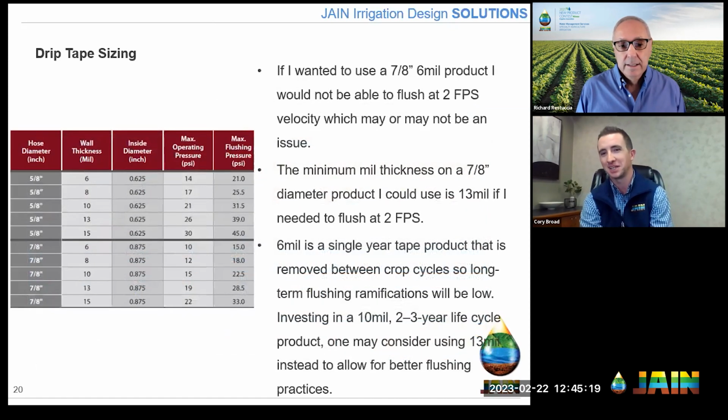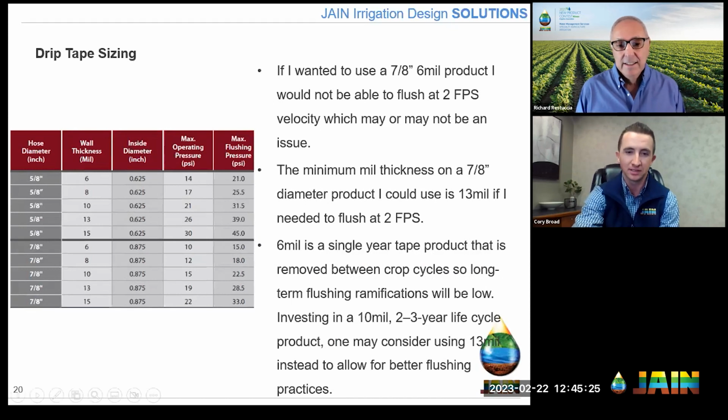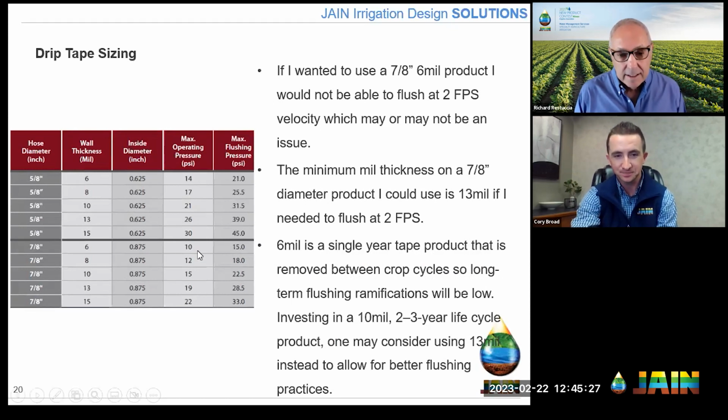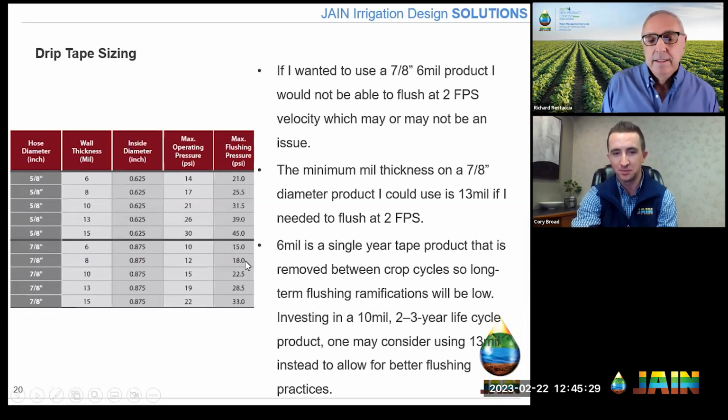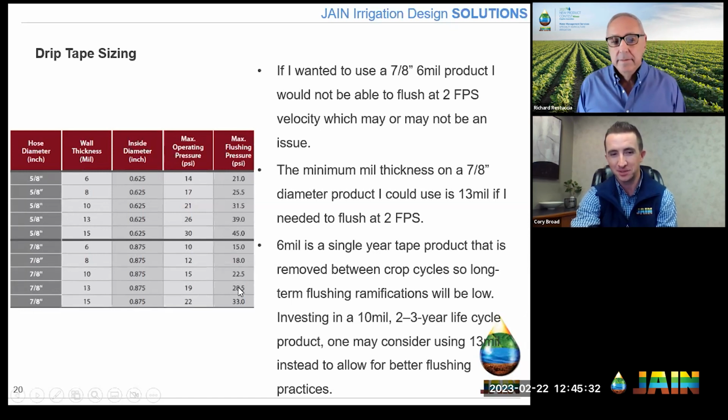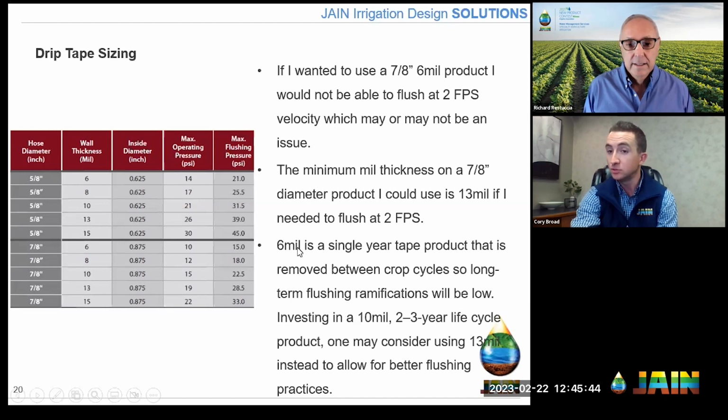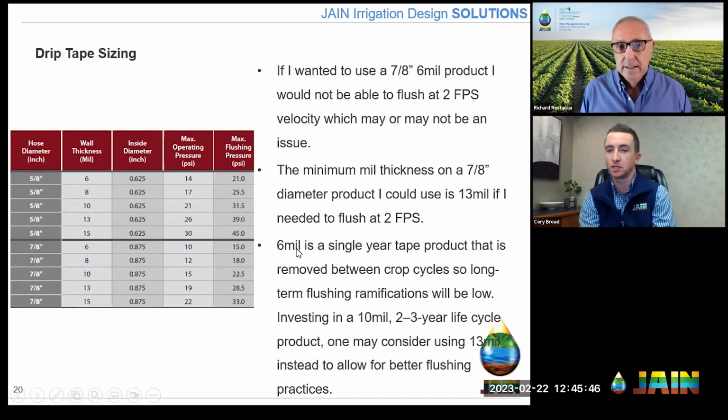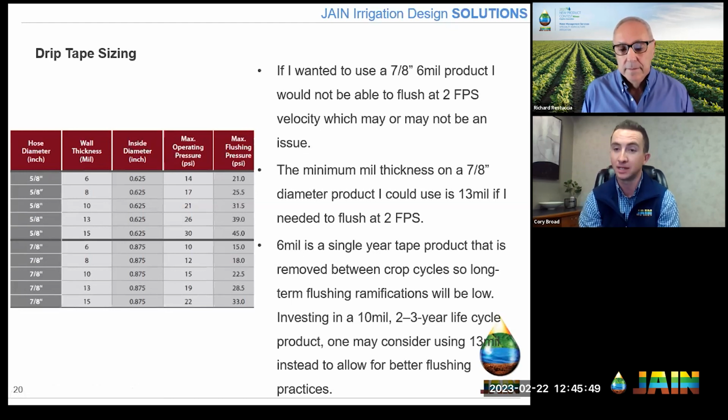Here is a screenshot again out of our catalog. All of this stuff is publicly available. And we were talking about a 7/8 inch tape earlier. You can see over here, max operating pressure, but also max flushing pressure. Well, I talked about 28.5 pounds. Well, 13 mil is actually going to be the product that I would need to specify in this case. If I wanted to use a 7/8 6 mil product, I could probably use it just fine. I just may not be able to flush at that higher rate, which may or may not be an issue.